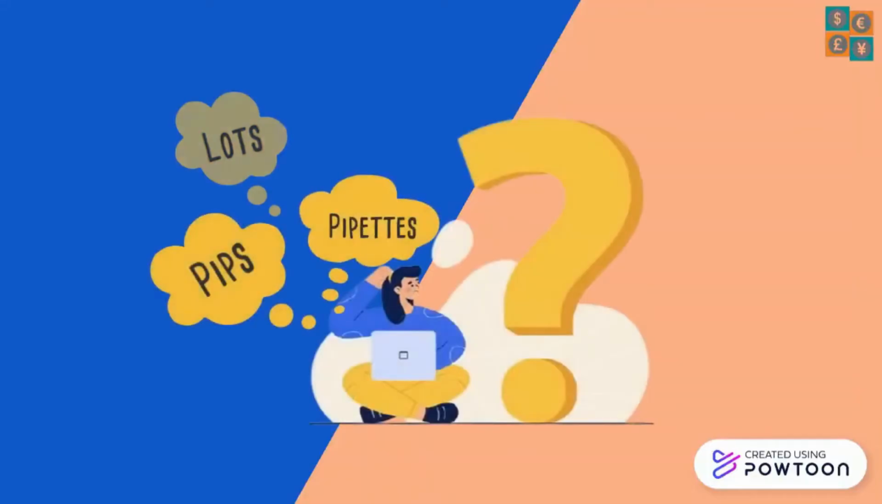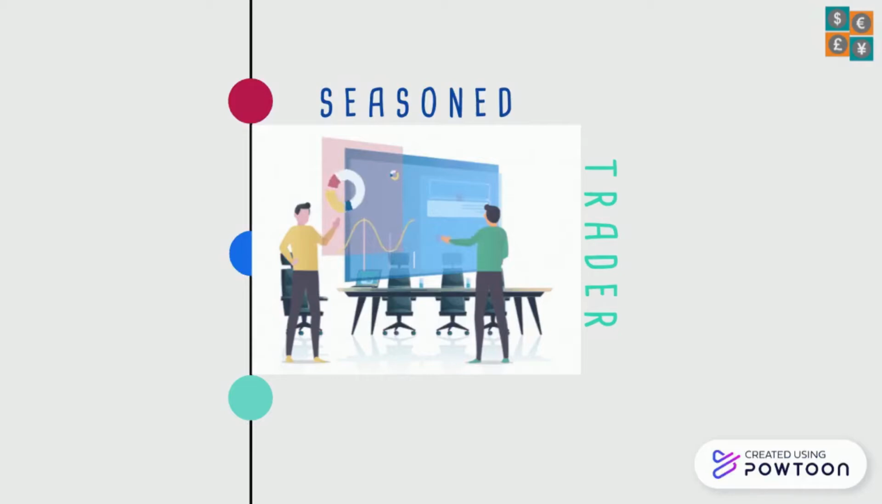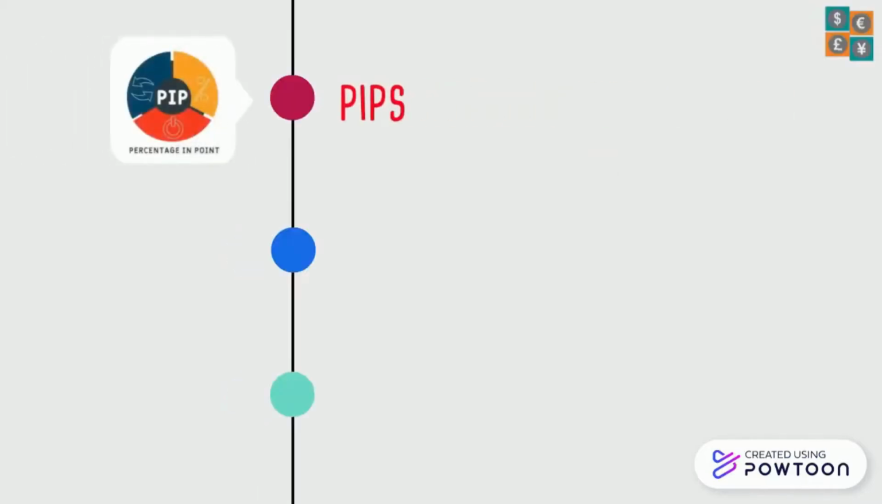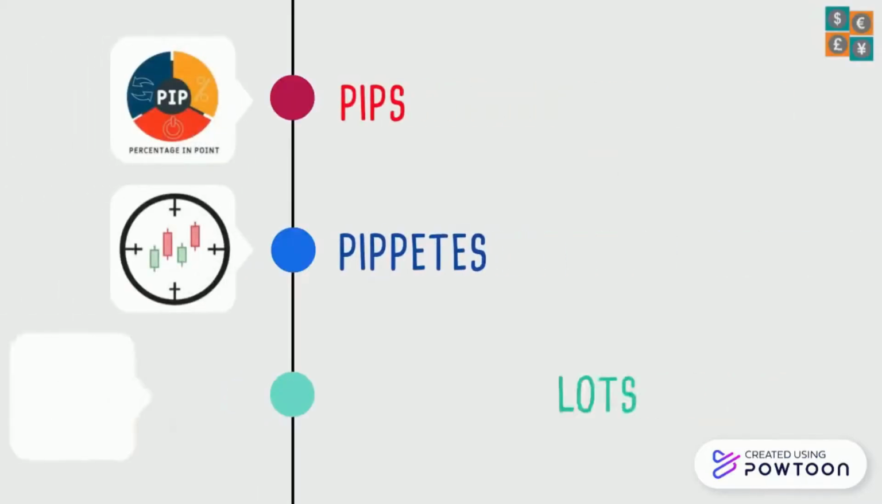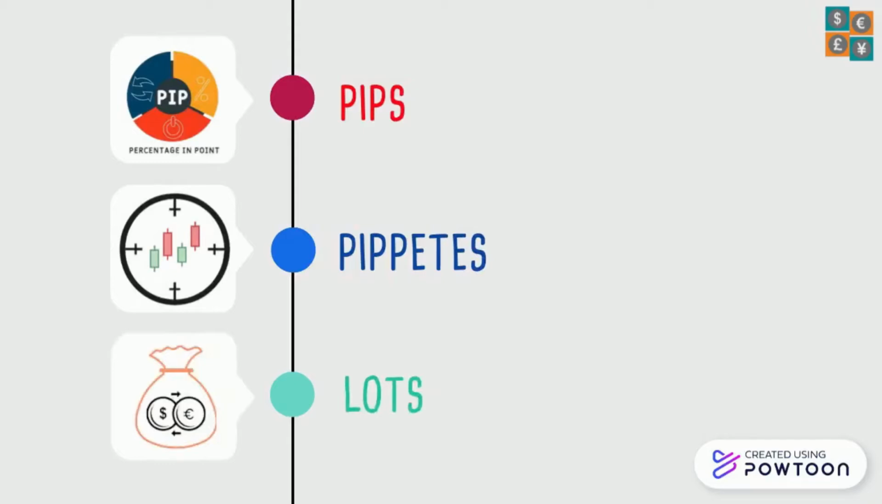Pips, pipettes and lots. These terms might sound unusual to an average person, but they are actually important units of measurements you'll be using as a Forex trader. In today's video, we'll be showing you exactly how these measurements work. So, you'll be speaking like a seasoned trader in no time. We'll start with pips, then pipettes, and at last, lots.